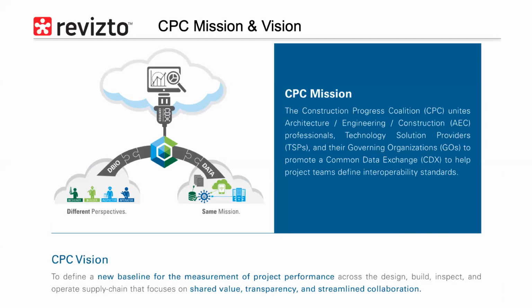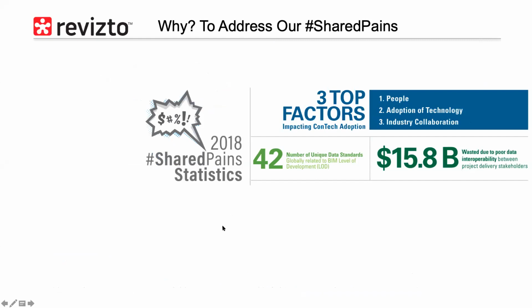Because really our vision is, we need to change the way that we measure project performance. We need a new baseline that doesn't just look at profit and loss, but looks at some of these leading indicators. And the only way we're really going to get there is through a collaborative effort that focuses on shared value and transparency. So let's dive into the meat of it here, because we definitely got some technical folks here.